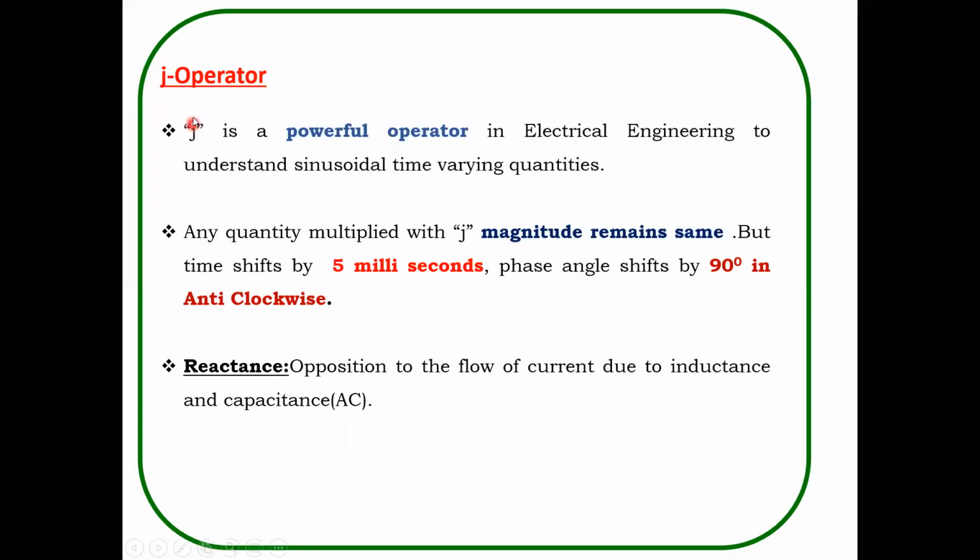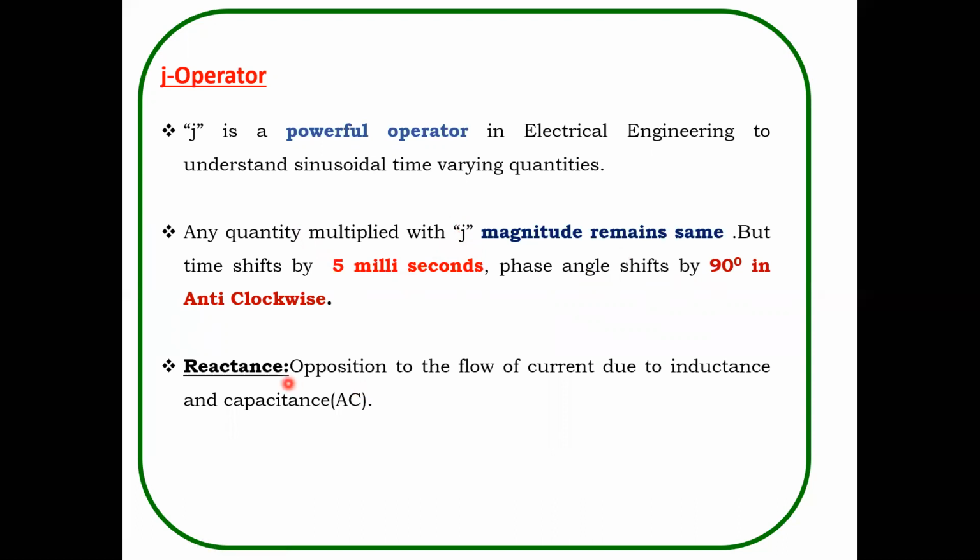Next, the next one here is the J operator. J is a powerful operator in electrical engineering to understand sinusoidal waveforms. Any quantity which is multiplied with J, the magnitude remains the same, but the phase angle shifts by 90 degrees in the anti-clockwise direction. Don't forget this plays a crucial role in electrical point of view, J. It has a phase shift of how much? 90 degrees.